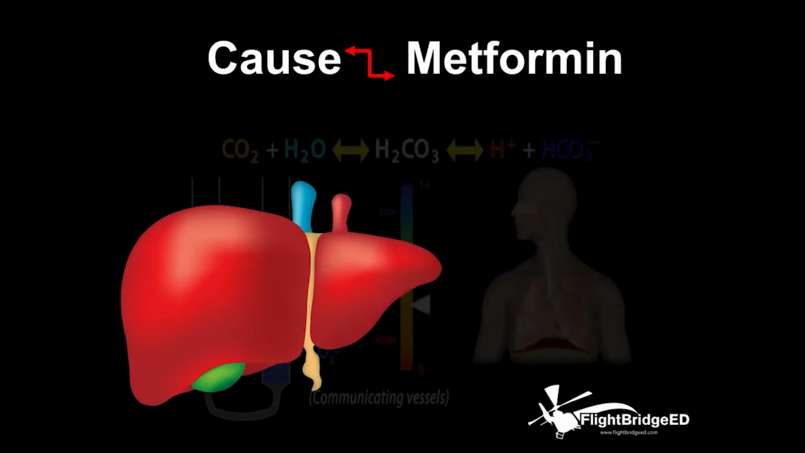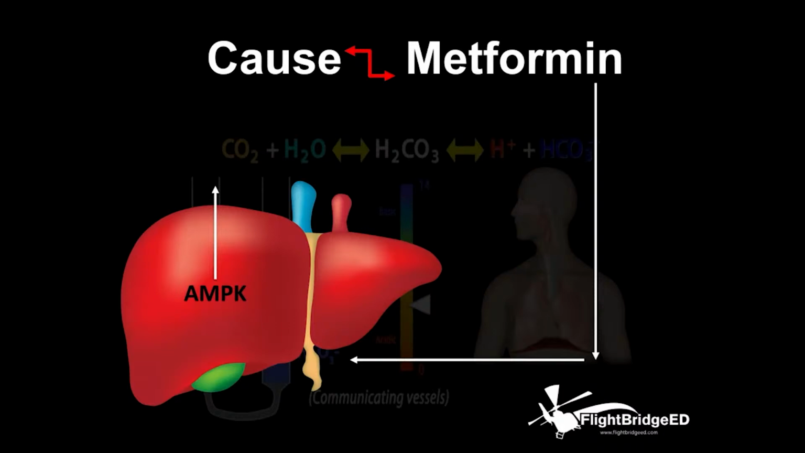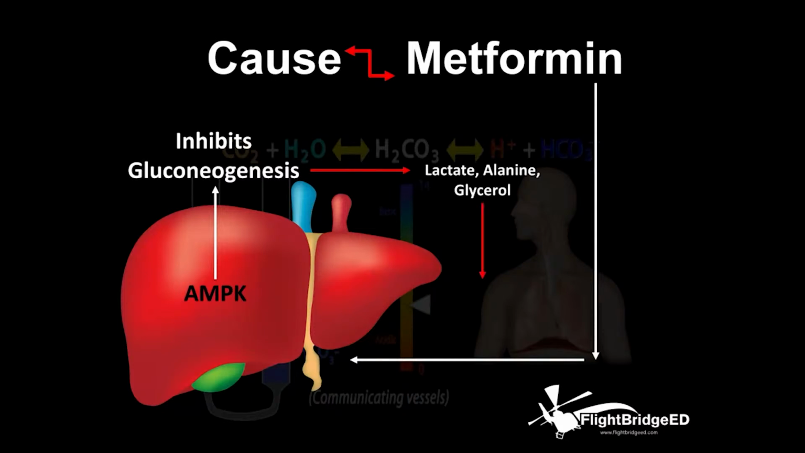When we look at metformin, we ask ourselves, how did metformin cause lactic acidosis? What's the cause and effect? Metformin has nothing to do with insulin regulation, but it has everything to do with gluconeogenesis and the amount of gluconeogenesis in the liver. And what it does is it activates an enzyme called AMPK. That AMPK enzyme is responsible for inhibiting gluconeogenesis. Gluconeogenesis has three byproducts: lactate, alanine, and glycerol. And because of those byproducts, guys, it causes an increased level of lactate production.